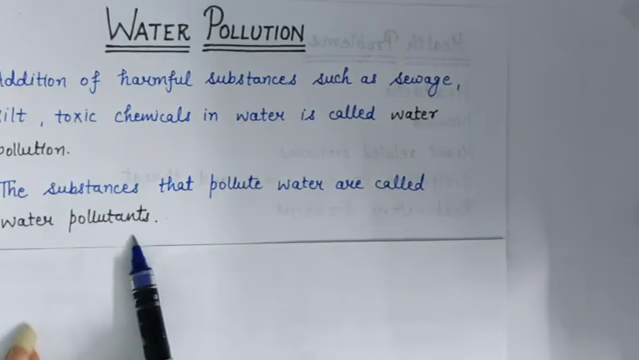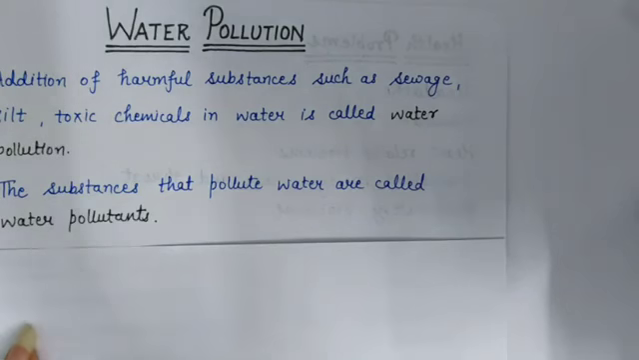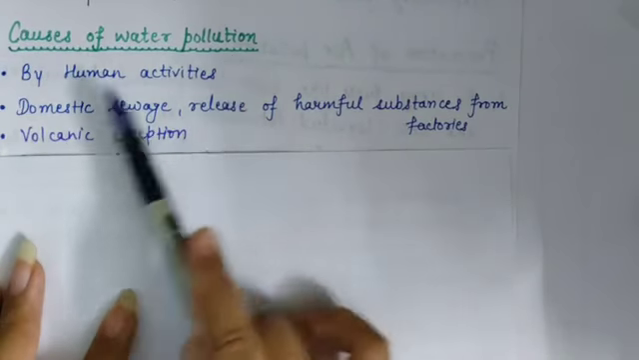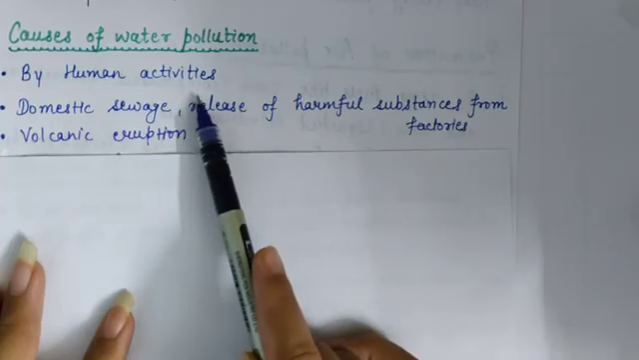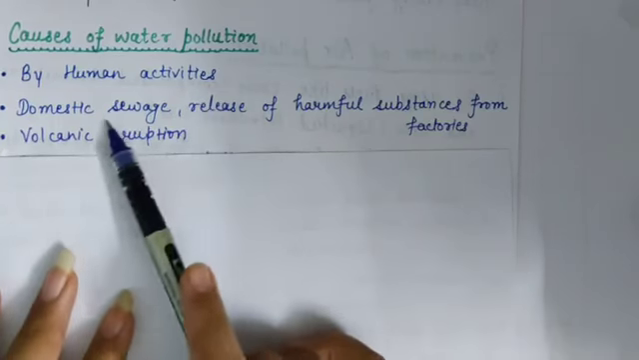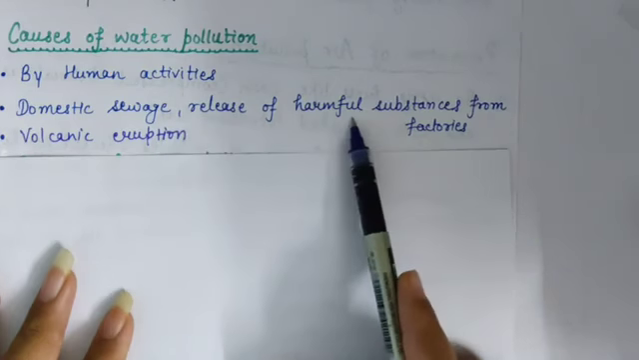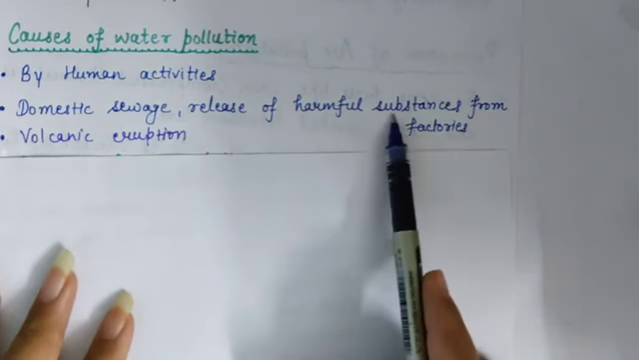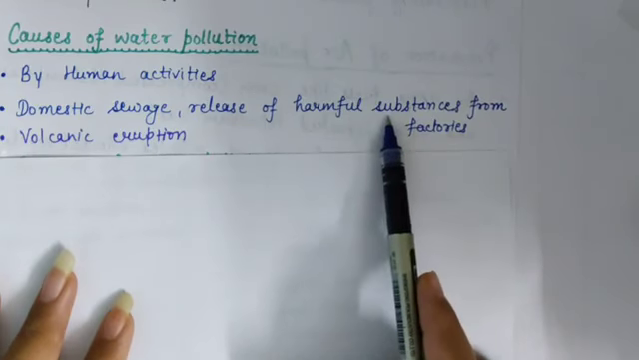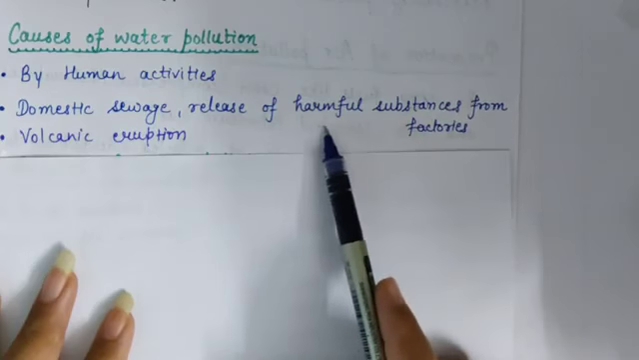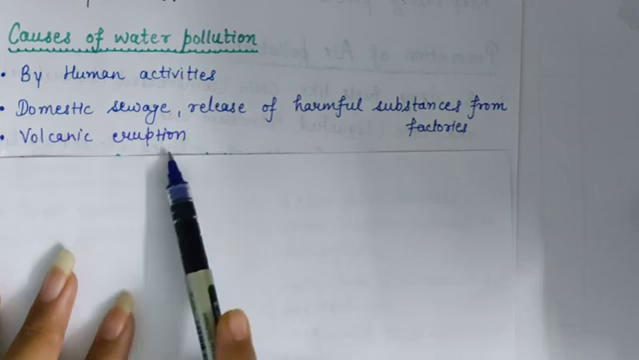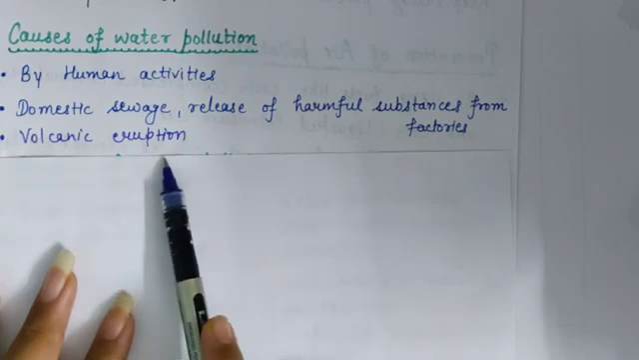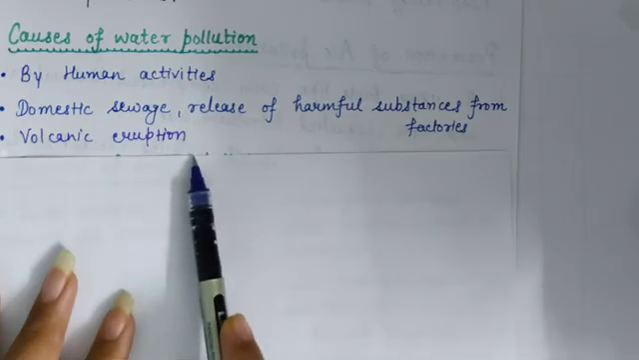Now, what are the causes of water pollution? Causes of water pollution are by human activities. Water pollution is mostly caused by human activities. Domestic sewage, release of harmful substances, washing clothes and bathing. These are some human activities that cause water pollution. And the natural phenomenon like volcanic eruption is also a cause of water pollution. Okay, so these are some causes of water pollution.